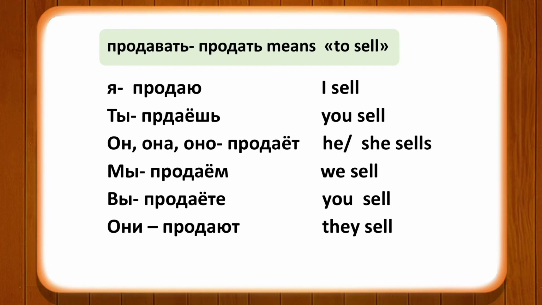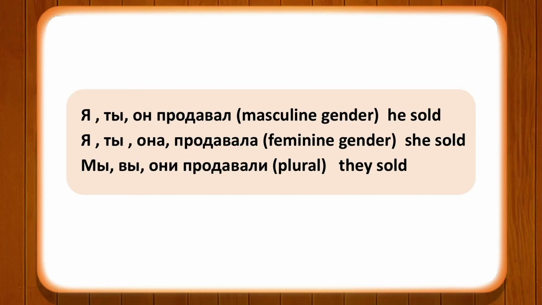Prodavat: ya prodayu, ty prodayosh. Ya prodayu means I sell. Ty prodayosh, you sell. On, ona, ono prodayot, he, she or it sells. My prodayom, we sell. Vy prodayote, you sell. Oni prodayut, they sell. And conjugation in past is ya, on prodaval for masculine gender, he sold.